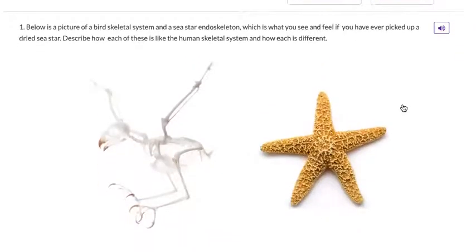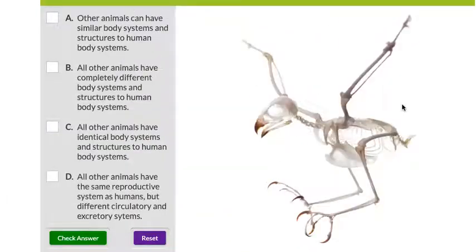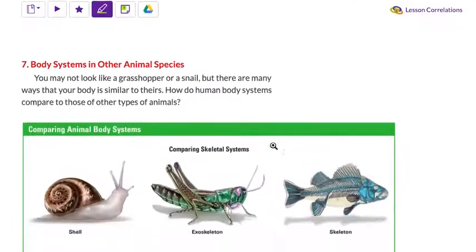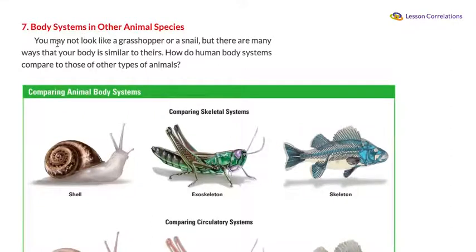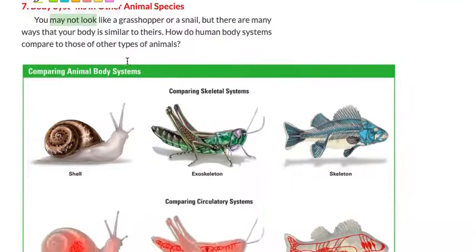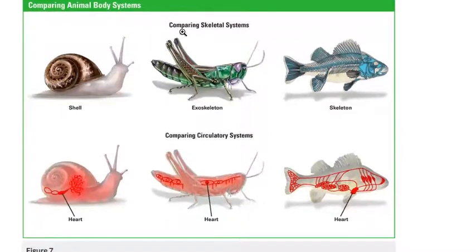Section 7, it goes through body systems in other animal species. So it says we may not look like a grasshopper or a snail, but there are many ways that our bodies are similar to theirs. I want you to think about the skeletal systems of the shell of a snail, the exoskeleton of a grasshopper, and then the bones of a fish. They're very much similar to the functions that we have for our skeletal systems. It's there to protect the animal. It's there to provide the framework for them.